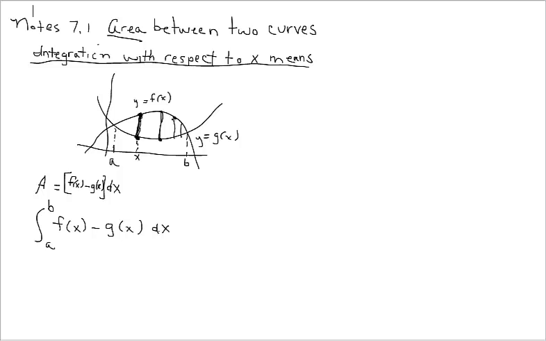So this rectangle, the top touches F, the bottom of that rectangle touches G. The top of this rectangle touches F, the bottom touches G. And that never changes as you travel from left to right, from A to B. And we want to be on guard for when that may change, because how we handle the integral will depend upon that situation.